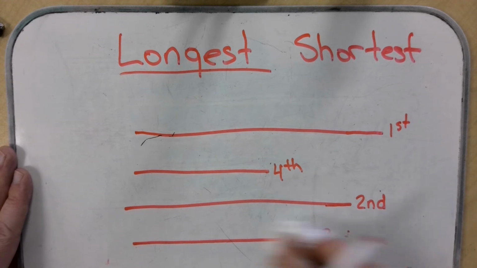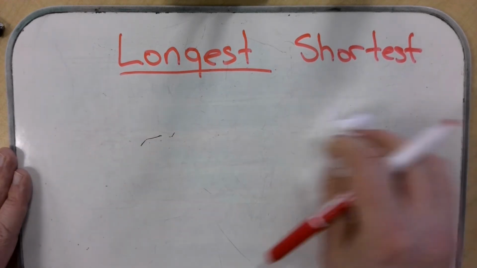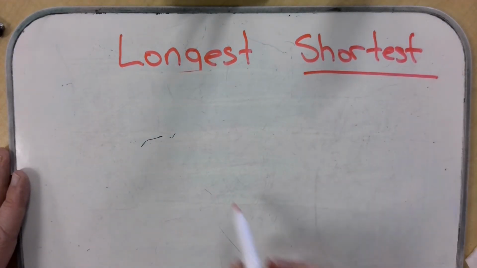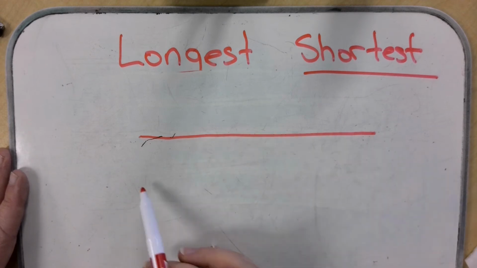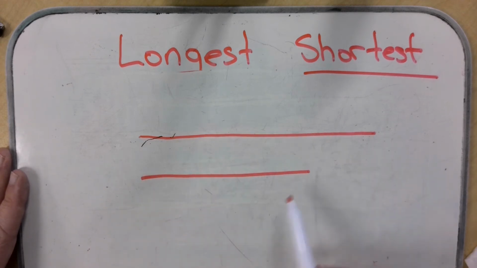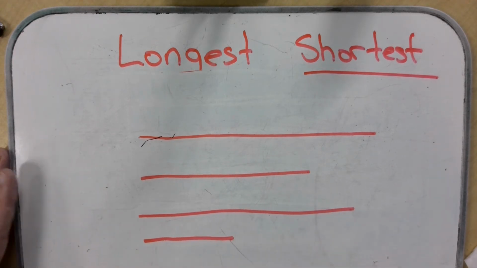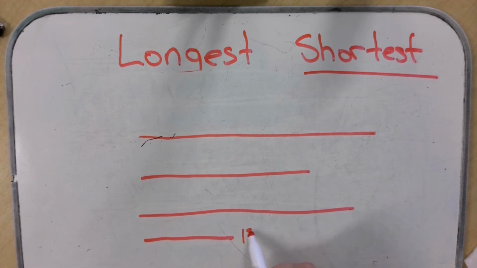Okay, so now let's look at shortest. So again, I have 4 lines. One really long one, one not quite so long, one a bit longer, and then one that is super short. So this is kind of like longest, but we're just going to be going in the other order. We're going to look for the shortest line first. So which line of these 4 is my shortest? Right here. First. My first shortest line.